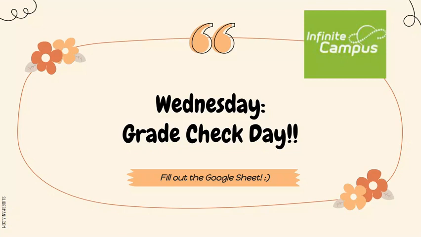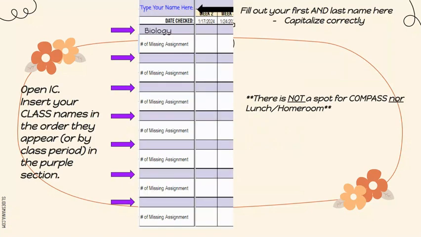Today we're going to go over how you fill out your grade check Google Sheet. The Google Sheet that you have in your Google Classroom should look similar to this. So first thing you're going to do is type your name up here. Make sure that you capitalize the first letter of your first name and the first letter of your second name.